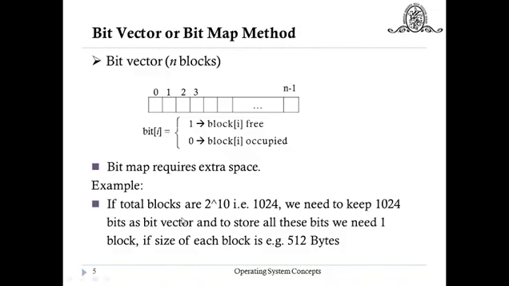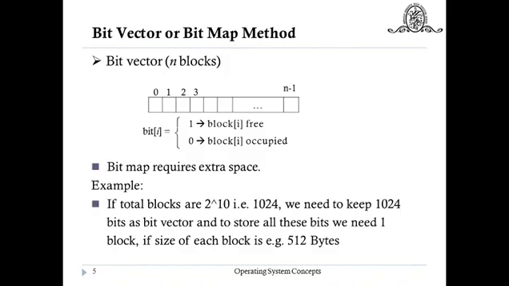So if total blocks are 2 raised to 10, that is 1024, we need to keep 1024 bits as a bit vector, and to store all these bits we need one block if the size of each block is 512 bytes. If it is more, then sometimes it may happen that we need more than one block.